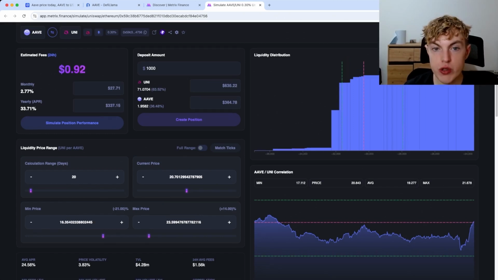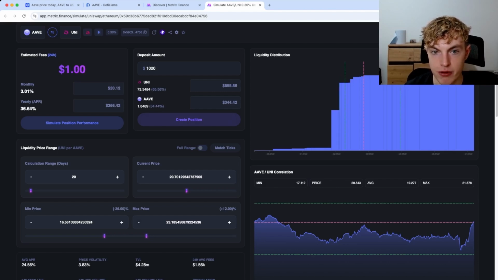It's definitely possible. You can also change how much AAVE and how much Uni you are taking on exposure to, for each specific asset. So for example, if I'm dragging the max price up, you can see I'm taking on more exposure to AAVE and less to Uni. And if I drag it down, it's vice versa. Same with min price. When I'm dragging it up, I'm taking on more exposure to AAVE. When I'm dragging it down, I'm taking on more exposure to Uni.